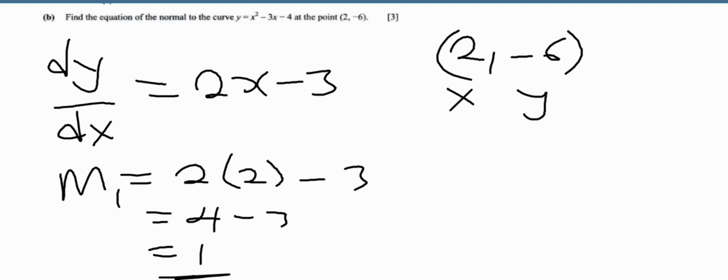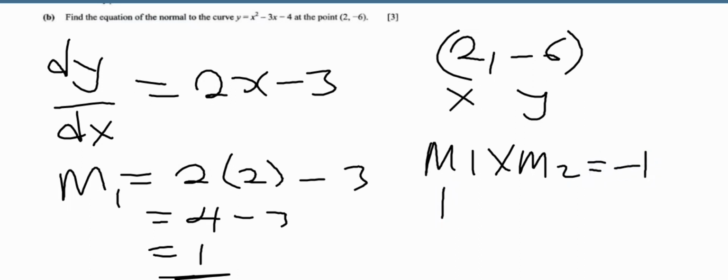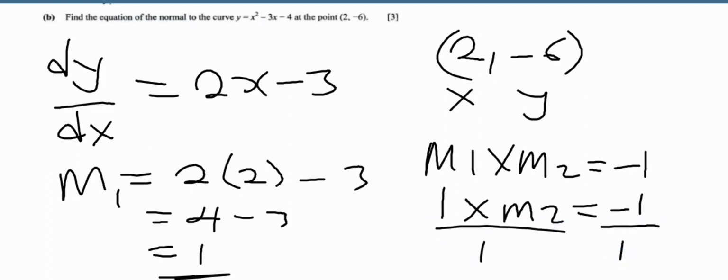So to find the gradient of the normal to the curve, we are going to multiply gradient 1 by gradient 2, and always we need to get negative 1. So if gradient 1 is 1, then multiplied by gradient 2, which we don't have, is equal to negative 1. Then here we are going to divide by positive 1, even here by positive 1. So gradient 2 is going to be equal to positive 1 into negative 1, we are going to get negative 1. So this is the gradient that we are going to use now to find the equation of the normal to the curve, which is negative 1.